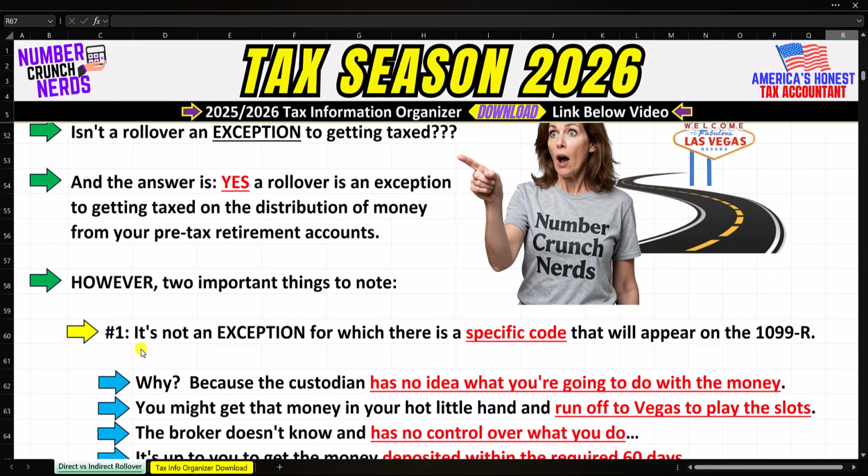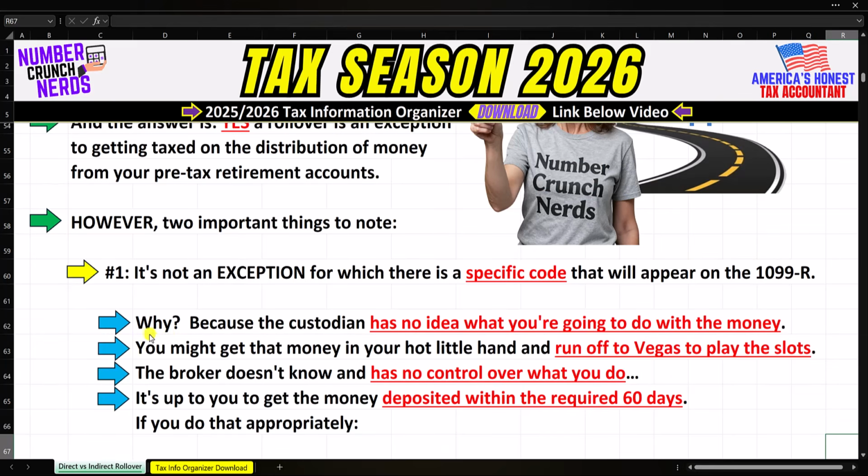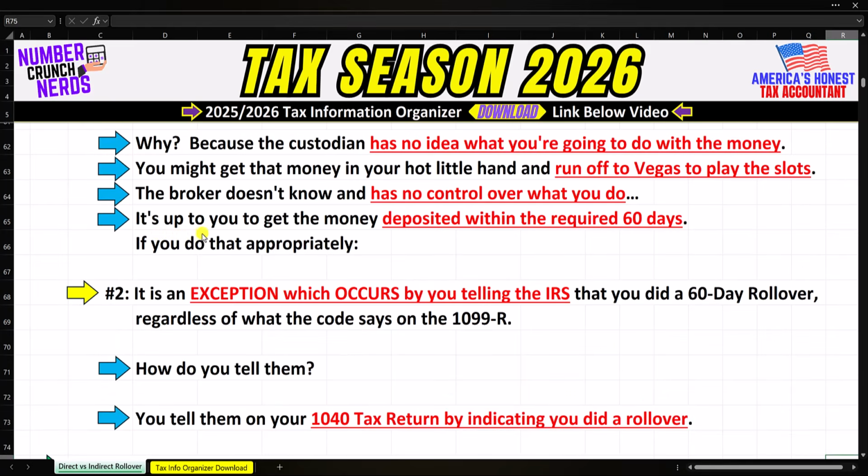Number one, an indirect rollover is not an exception for which there is a specific code that will appear on your 1099-R. Okay, but why? Why is there not a specific code for that? And the answer is because the custodian has no idea what you're going to do with the money that they just distributed to you. You might get that money in your hot little hand and run off to Vegas to play the slots. The broker doesn't know and has no control over what you do with the money. It is up to you to get that money deposited into an appropriate account within the required 60 days.